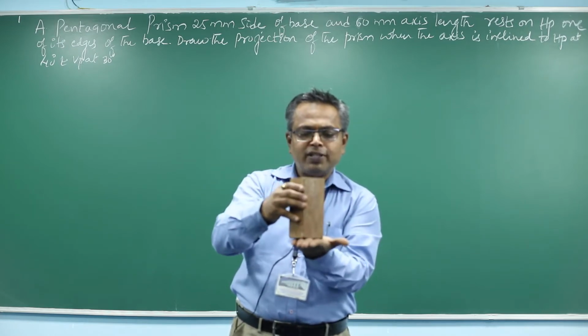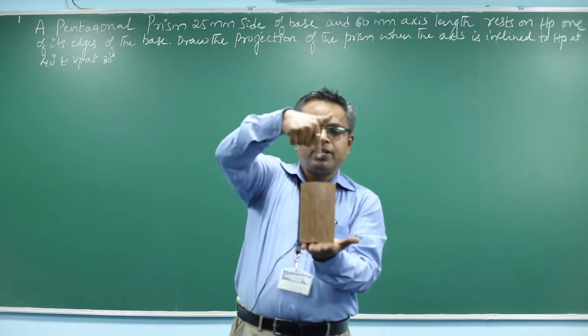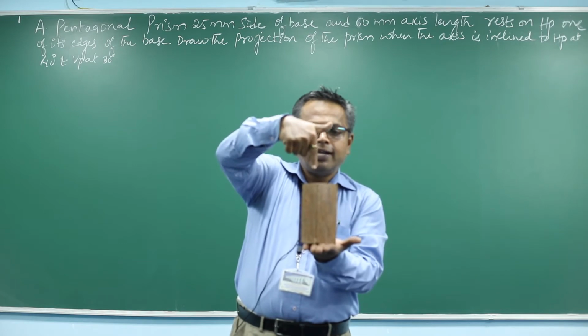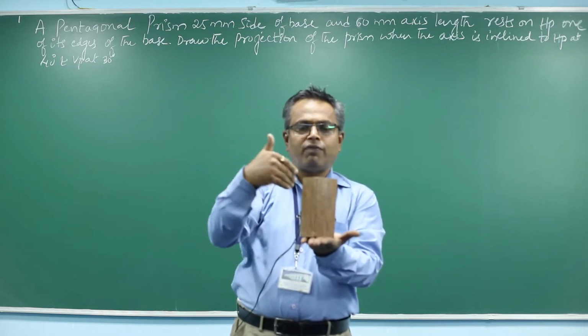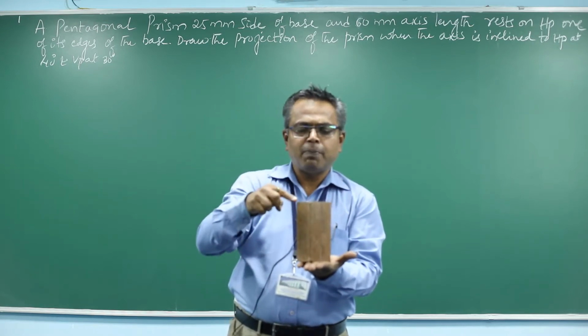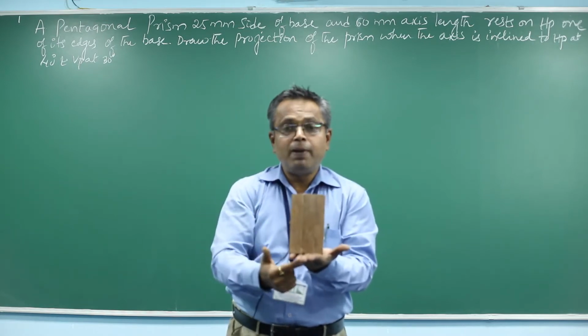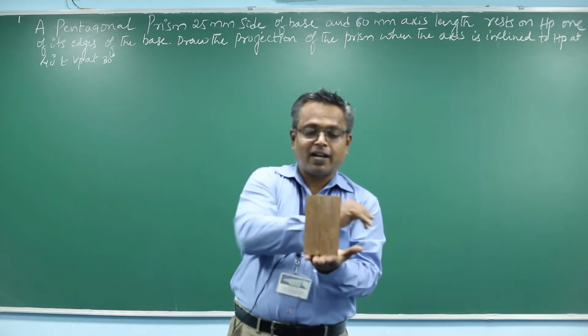Initially, we make an assumption that the prism is resting on HP on its base, in which the axis of the solid is perpendicular to HP and parallel to VP. Get the top view and front view in this position. The top view will be a regular pentagon in which my top face corners are visible and base corners are not visible. In this position, the edge is preferably on the right side.